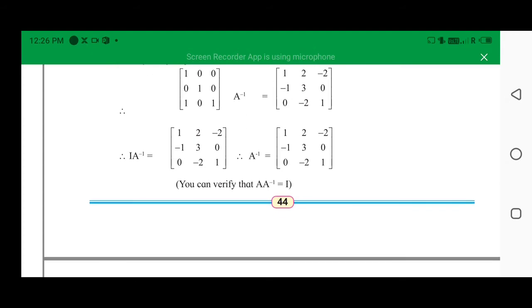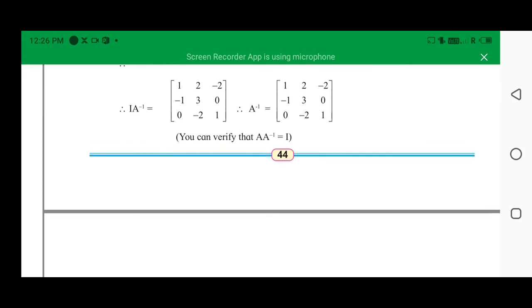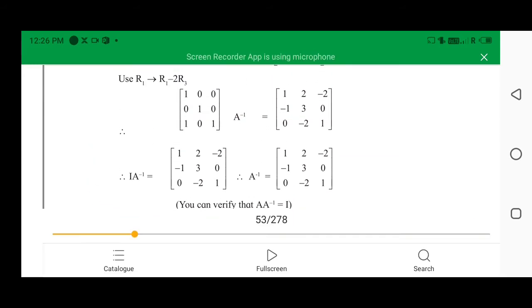We can verify, you can multiply A into A inverse matrix. When you multiply A into the A inverse matrix, you will get the identity matrix. Therefore the A inverse exists. Okay. Now I will solve some examples based on this, so that you can understand.